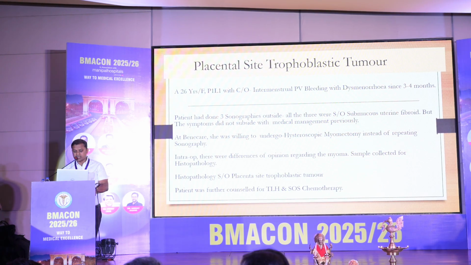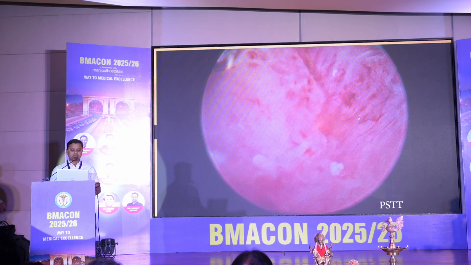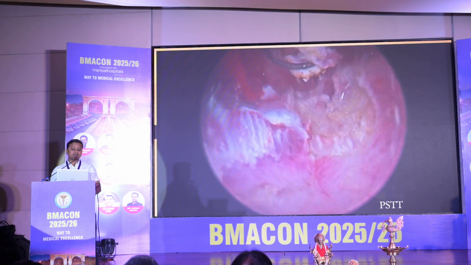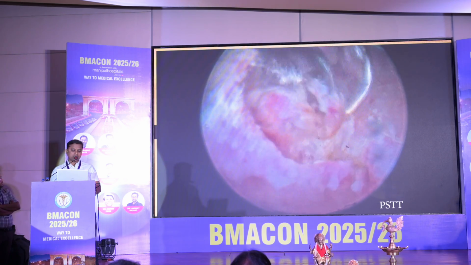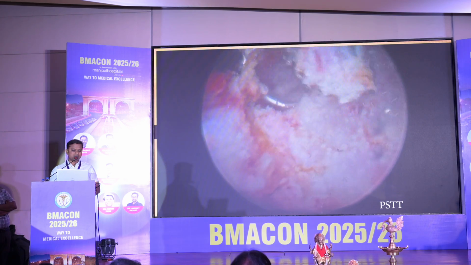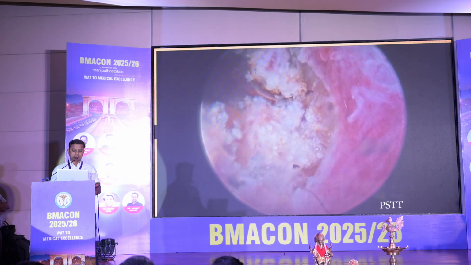Now this is the one case, 26 years old one, para one living one. She had intermenstrual PV bleeding with dysmenorrhea since 4 months. Patient had done 3 sonographies outside, so we directly posted her for hysteroscopic myomectomy instead of repeating sonography. Intraoperatively, we found something different, that this is not myoma, but we had to take the tissue and send it for the histopathology. So the tissue was resected and sent for histopathology, and the diagnosis came out to be placental site trophoblastic tumor, which is one of the worst tumor in case of placental site trophoblastic tumors.